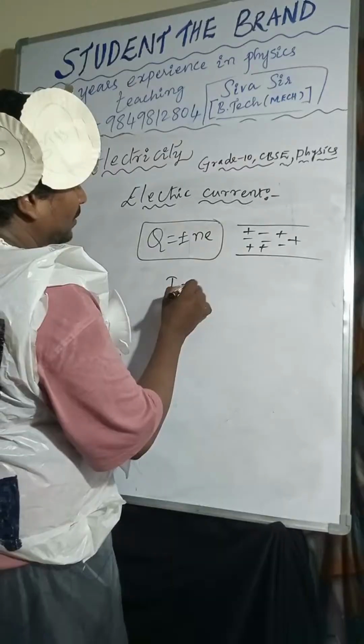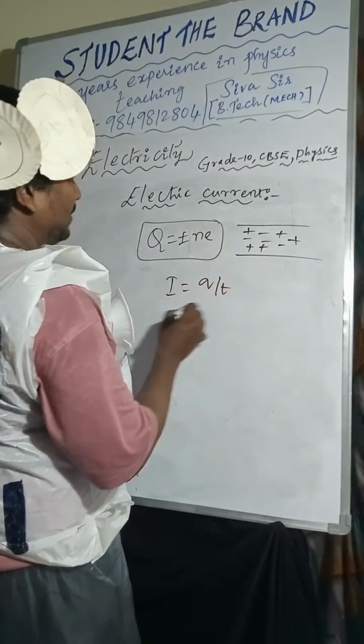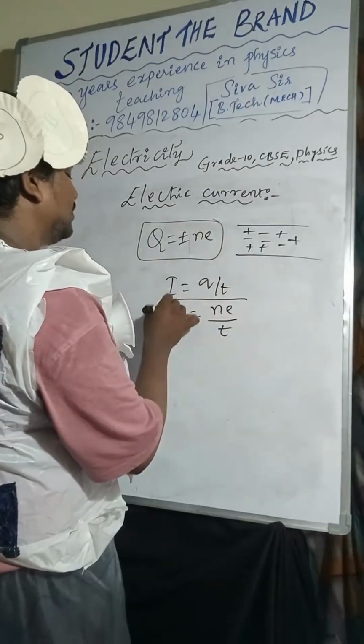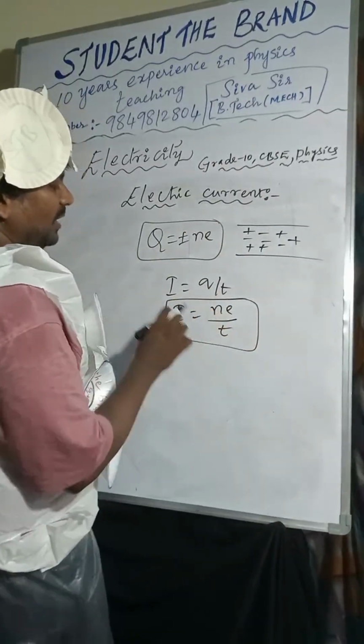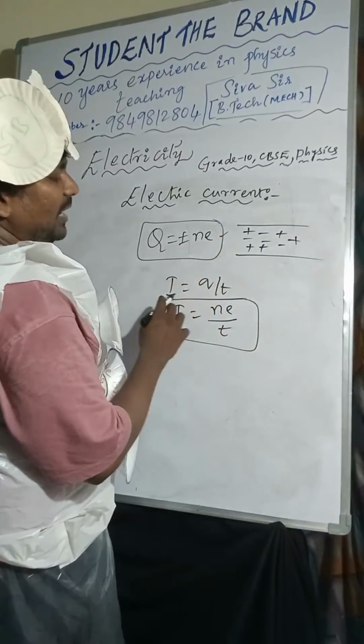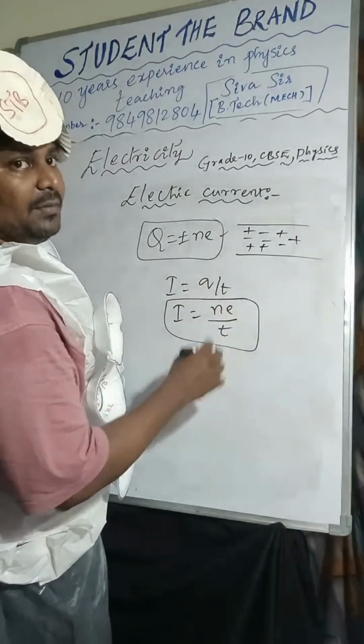So I equal to Q by T, so I equal to Ne by T. Very, very important. Q equals plus or minus Ne, that is the charge. I equal to Q by T, I equal to Ne by T.